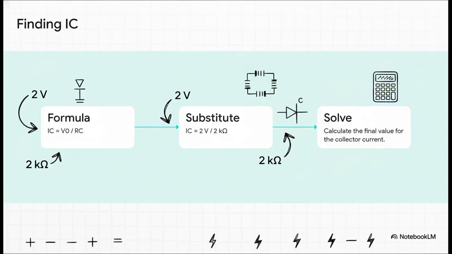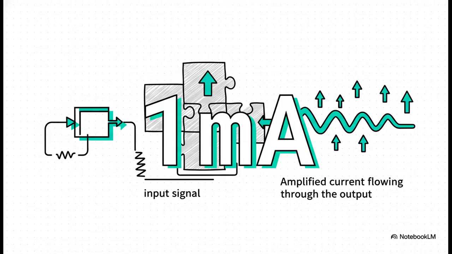Okay, now for the easy part. We just plug in the numbers we already know. So that's 2 volts for our output voltage, and we're dividing that by 2 kilo ohms, that's just 2,000 ohms, for our collector resistance. And the math gives us 1 milliamp. There it is. That's our collector current. So the first big piece of our puzzle is now in place. We know the amplified current that's flowing through the output of this thing.